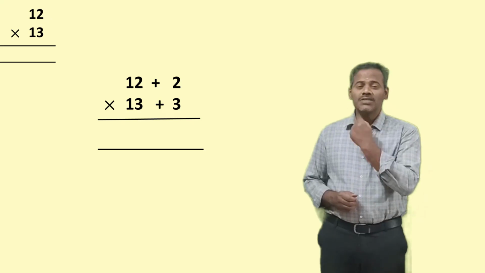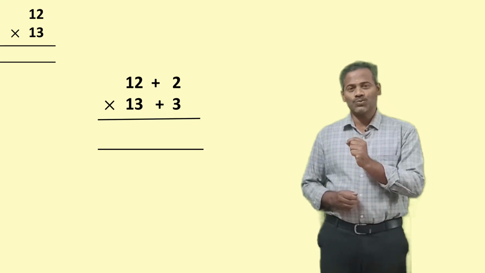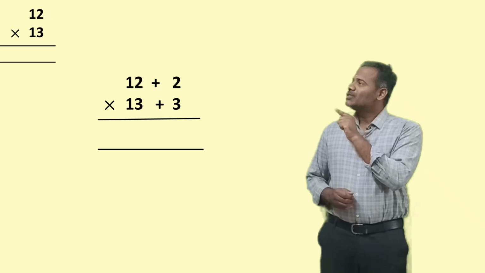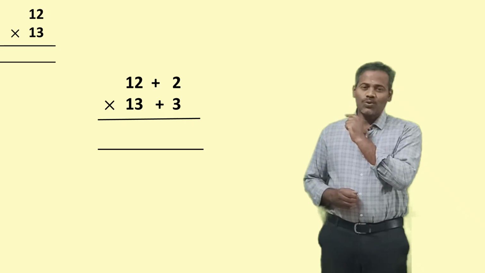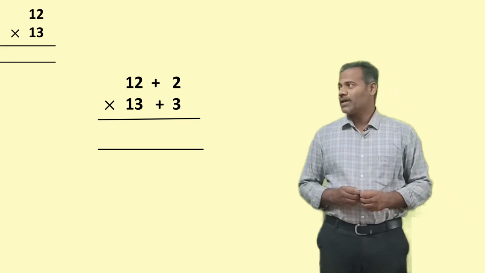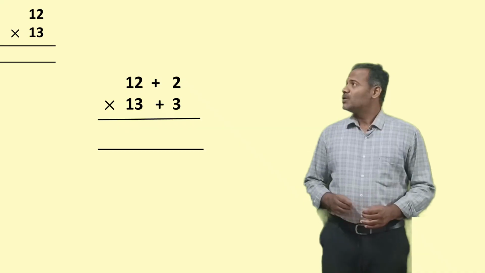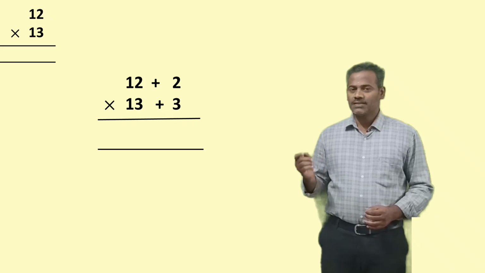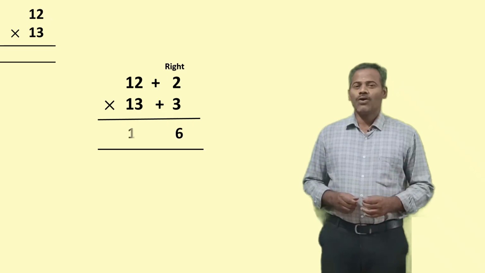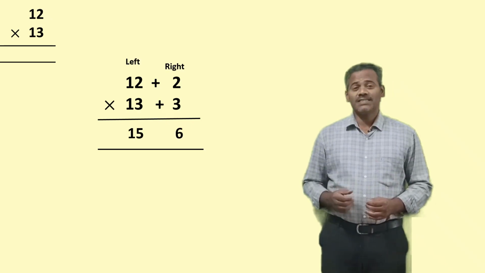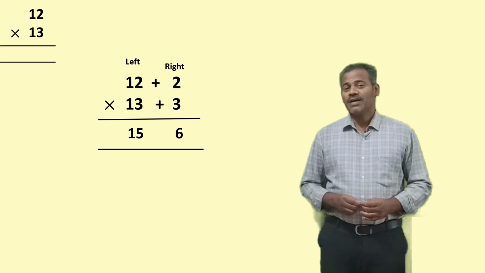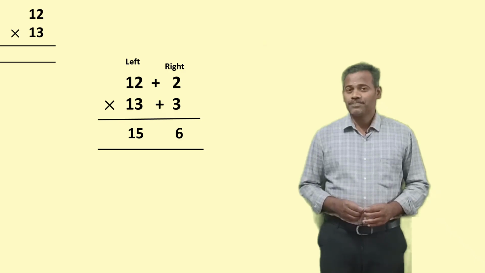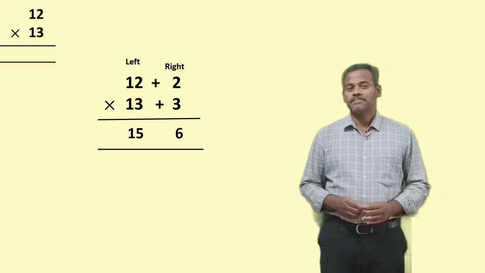So what number gives me 12? 10 plus 2, right? So it is not because 12 ends with 2 or 13 ends with 3. Okay, so let us move to the problem. 12 into 13 can be written as 12 plus 2 and 13 plus 3, and we got the left side as 15 and the right side as 6. Now children, I ask you to pause the video and try to find the pattern here. How do I get the answer?